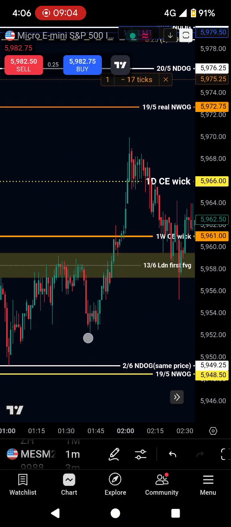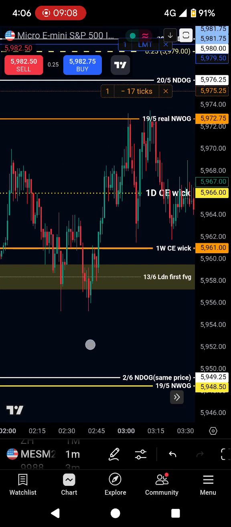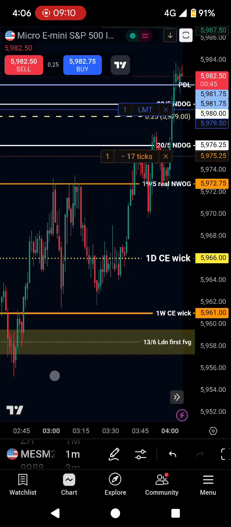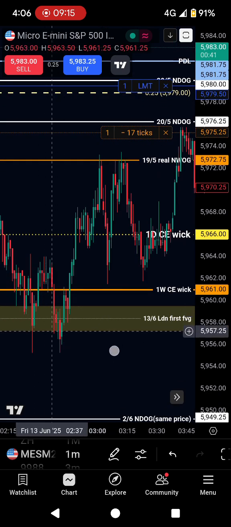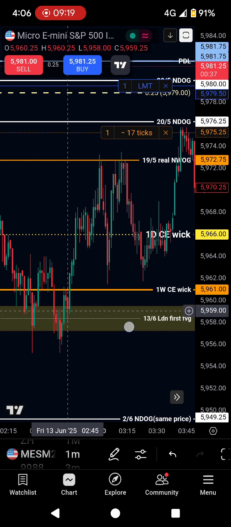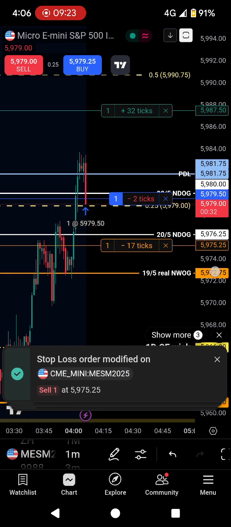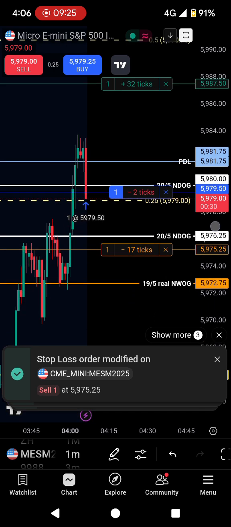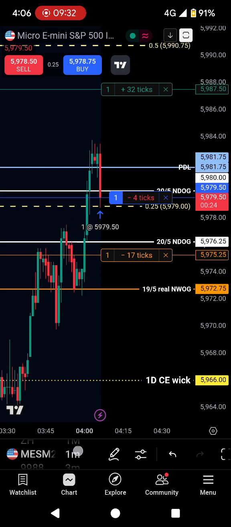So let's see how. Look, resistance. Look at that. Resistance. Then we left it. Resistance. Then fair value gap. Okay, we came down back into the end dog right now. So basically, yeah, we're in the trade right now.